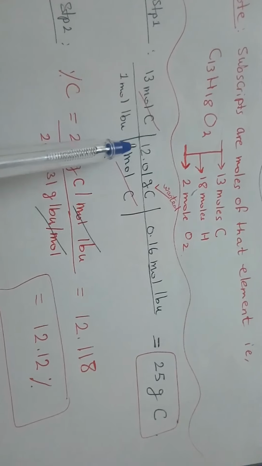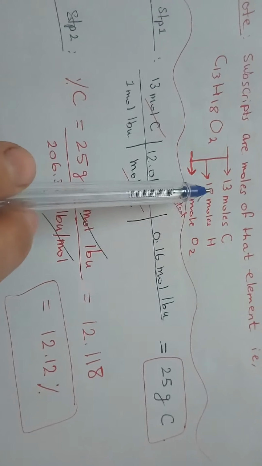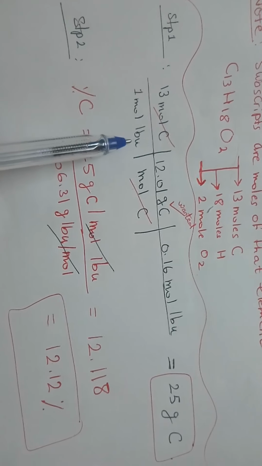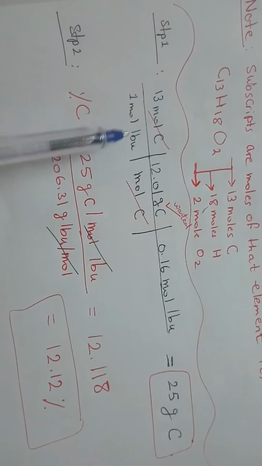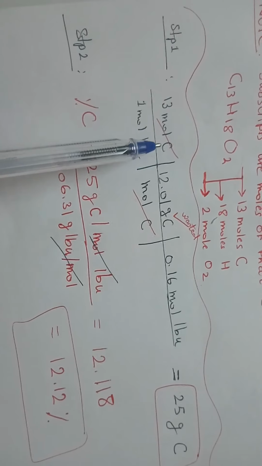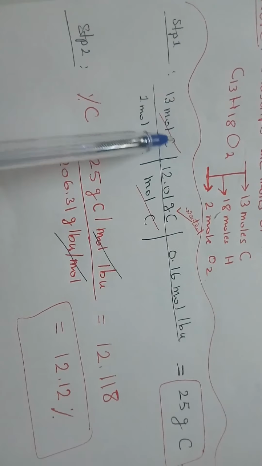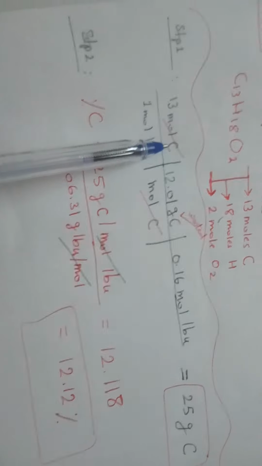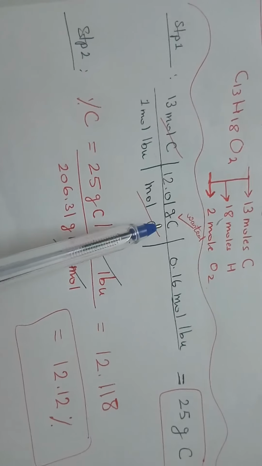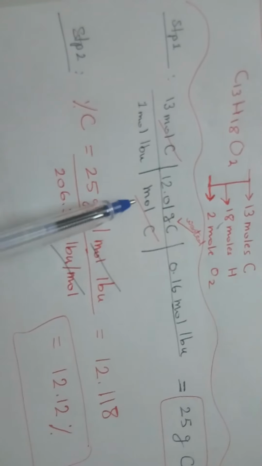So how do I work this? I have 13 moles of carbon per mole of ibuprofen. The IBU here stands for ibuprofen. I'm trying to find the mass of carbon, so that means grams of carbon. You can tell that you need to cancel moles of carbon. Where do I find this? From the average atomic mass of carbon, which represents the molar mass of carbon. So I write that, and moles of carbon cancel with moles of carbon.